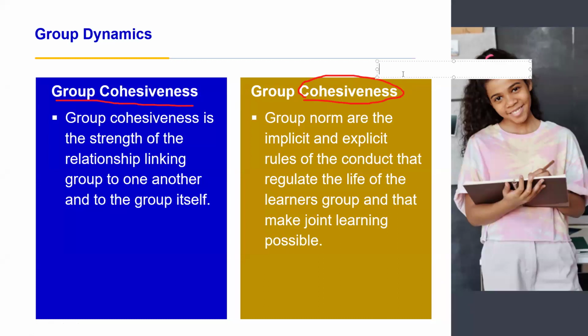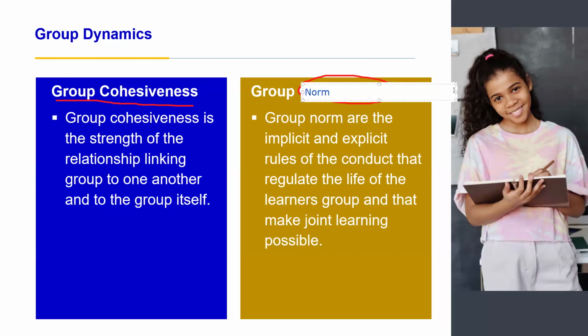The group cohesiveness refers to how you build a good relationship among your students. And then the group norm is about whether there is anything the group has to follow, any kind of role or discipline that we have in the classroom in order to run the classroom smoothly. So we'll see further on the next slide.